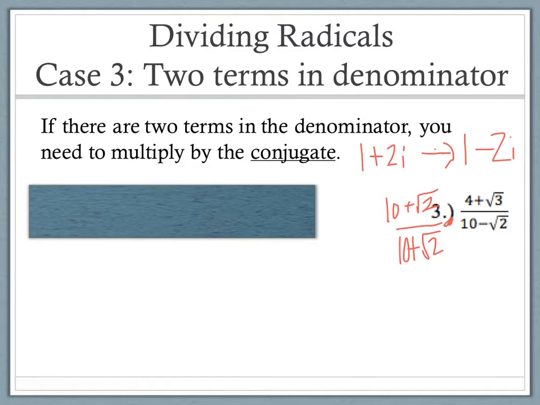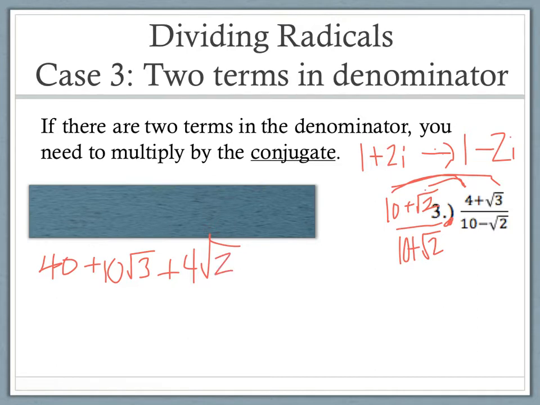Okay. So on the top, we're just going to distribute this out kind of like what we did on Friday. So 10 times 4 is 40. 10 times the square root of 3 is positive 10 square root 3. Now I'm going to do the square root of 2 times 4, which is positive 4 square root 2. And then square root of 2 times the square root of 3, which is positive square root of 6.